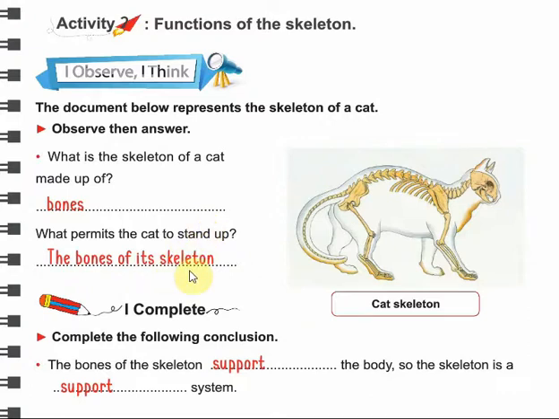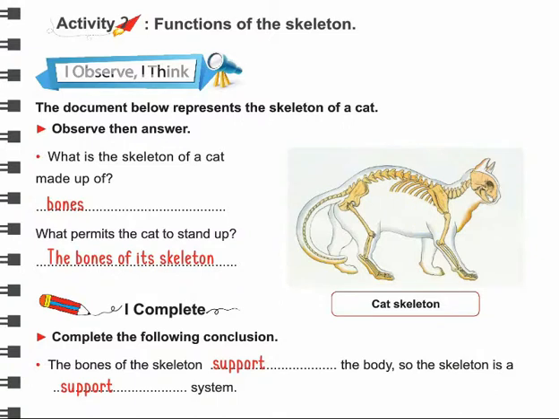And as we studied in the previous lesson, we have studied about vertebrates and invertebrates. Okay? The vertebrates are the animals with a skeleton and with a vertebral column. So the cat is a vertebrate animal because it has a skeleton and a spinal cord which allows it to move and stand up. Now let's complete the following conclusion. We can conclude from this figure that the bones of the skeleton support the body. So the skeleton is a support system.